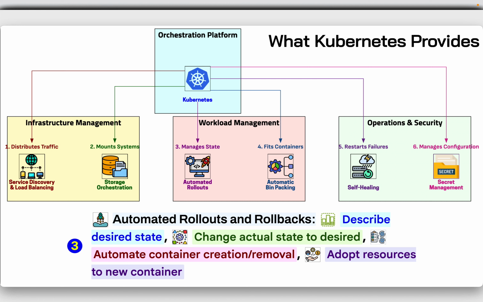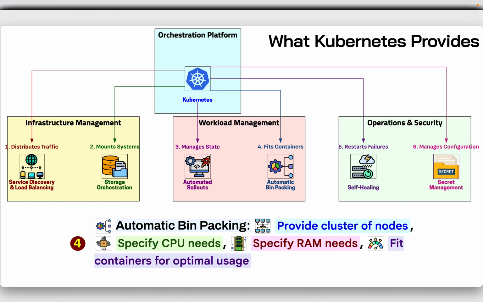With Kubernetes, you can describe the desired state for your deployed containers. It can change the actual state to the desired state at a controlled rate. For example, Kubernetes can automate the creation of new containers, removal of existing containers, and adoption of all their resources to the new container. You provide Kubernetes with a cluster of nodes to run containerized tasks. You specify how much CPU and memory each container needs. Kubernetes can then fit containers onto your nodes to make best use of your resources.